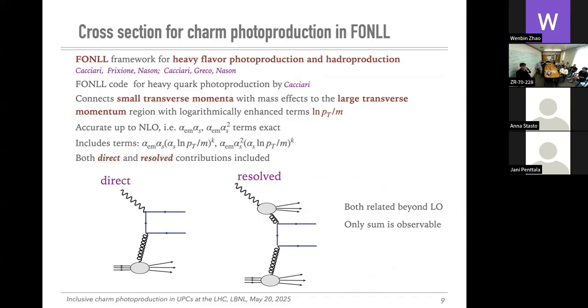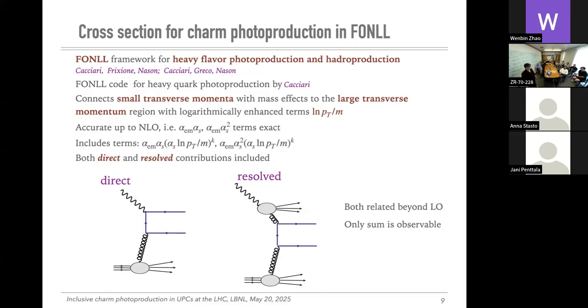I'll show you something. So we are using this FONLL. This was developed by Cacciari, Frixione and Nason for heavy flavor photoproduction and hadroproduction, and Cacciari developed a code for this. So what is the content of that? This framework connects the small transverse momenta with the high transverse momentum region.